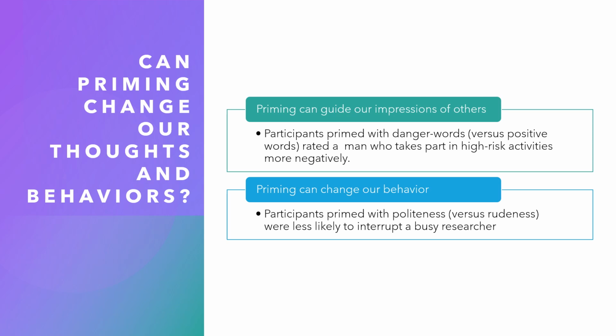Similarly, priming can change our behavior. So participants primed with politeness versus rudeness were less likely to interrupt a busy researcher. What's interesting here is that at this point in the book, I remember seeing that some studies looking at how primes change behavior have been heavily criticized, and some haven't been replicated. I think we talked about replications in our first lecture. Replication is when you basically rerun a study to see if the results are the same. We're going to talk about replication more at the end of the lecture.